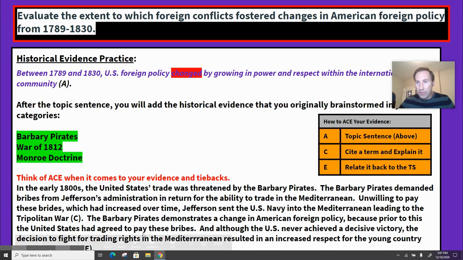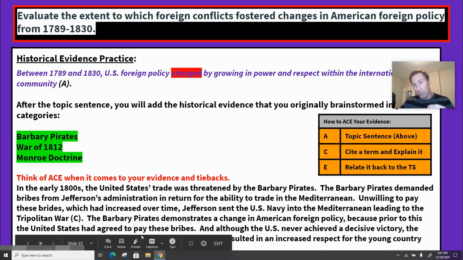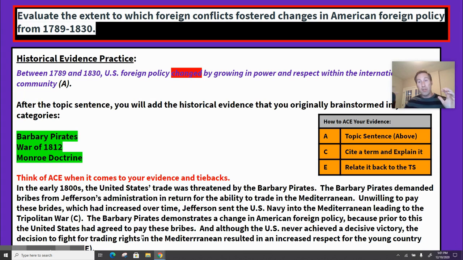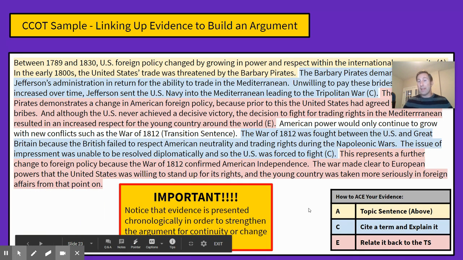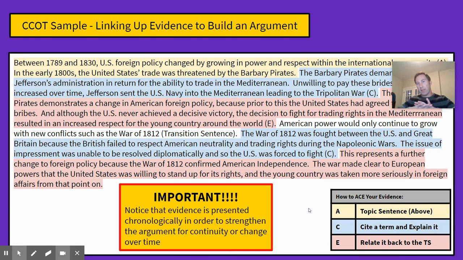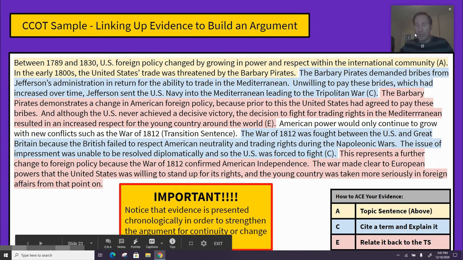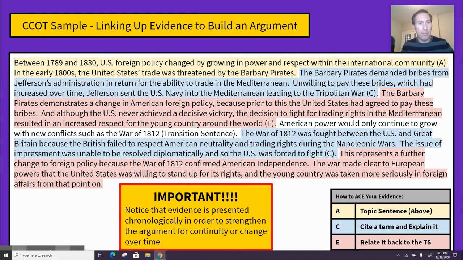Now, the key here, and this is super important, is successfully linking this citation with another citation so that we can build a really, really strong paragraph. And that's what I do right here. So this is a full paragraph for this essay about changes in foreign policy.